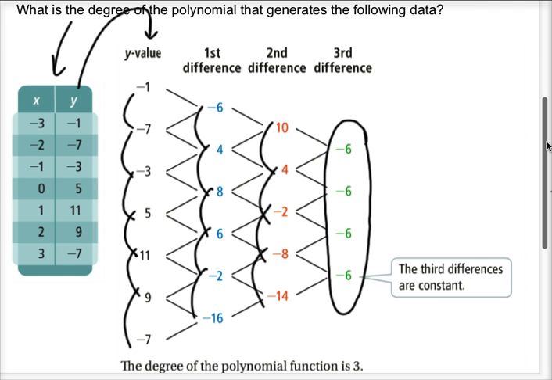So what that means, because that is the third column of differences, that means the degree is going to be 3. So that's telling me this data came from a cubic function. Because I could keep taking the differences between y's, and on that third difference, the differences were constant. And that's communicating to me that this is a cubic function.